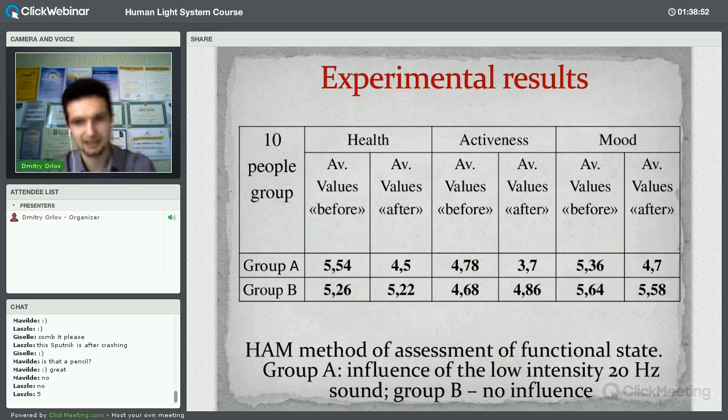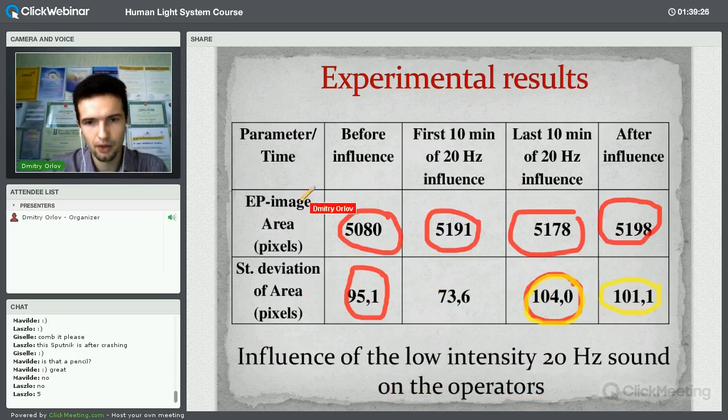Just to understand that it was really the influence of low intensity sound, and not simply of sitting and doing something near the computer, we made a second test with a group of people with no influence, group B. And you can see that their parameters stayed on the same level. So it means that those people really reacted to what was going on, but they were not understanding what was going on. Only our measurements explain what it was.